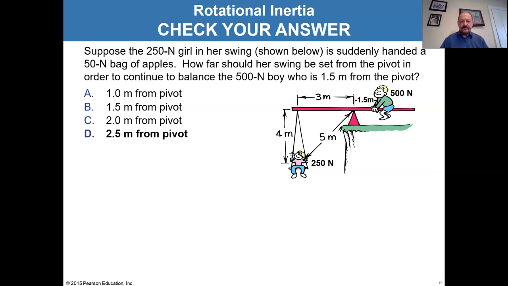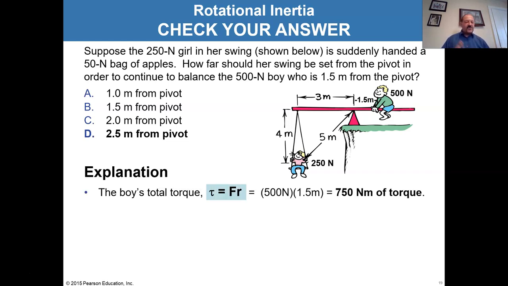Well, let's look at this. The answer is 2.5 meters from the pivot. But let's explain where that number comes from. First of all, we know that torque is equal to force times the lever arm length, that theoretical length, but in this case, it's a real length. And his torque: he's 500 newtons, that's his force, down, and it's perpendicular to the seesaw, so it's right down, times his distance from the rotation, that's the fulcrum, the pivot. He's 1.5 meters away, so 1.5 meters times 500 newtons is 750 newton meters of torque.